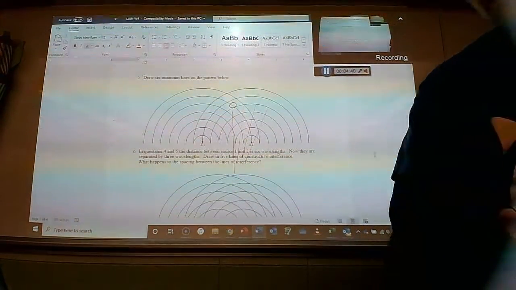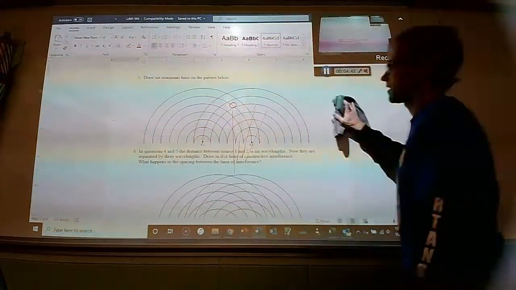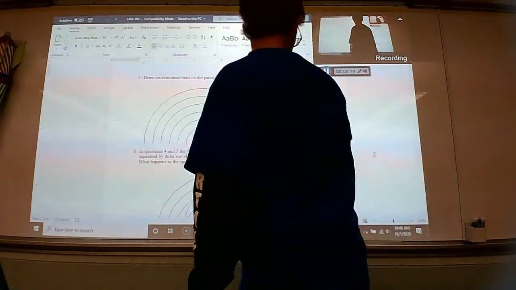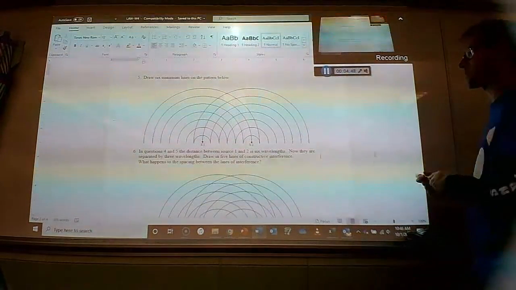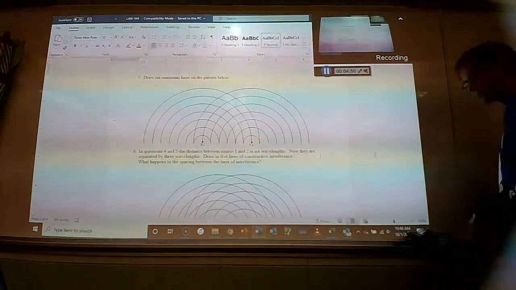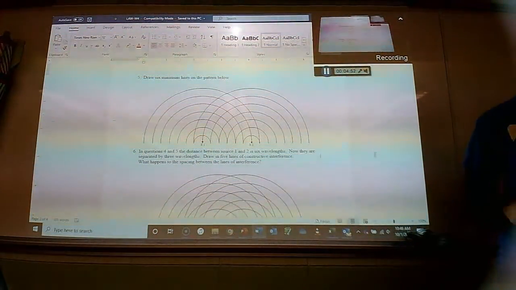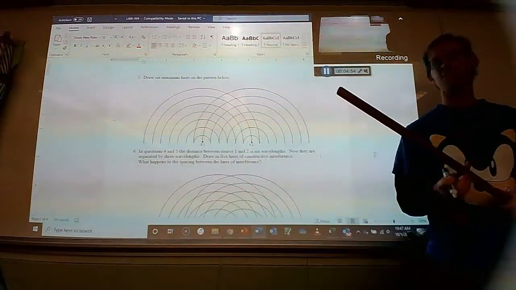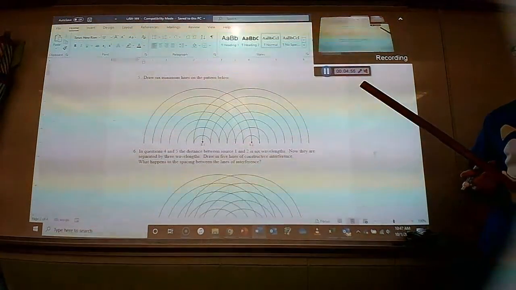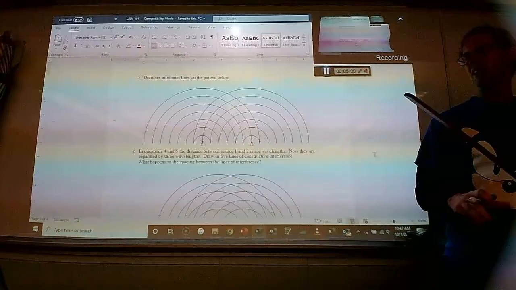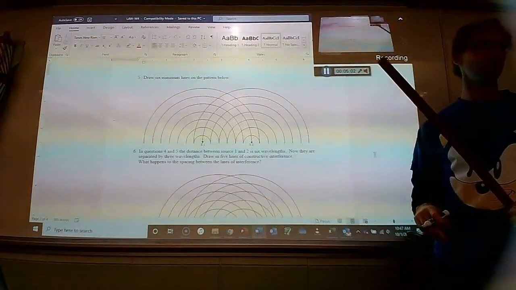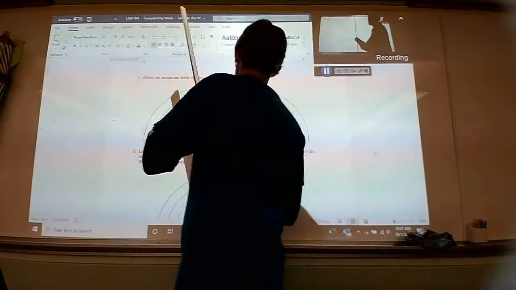Page 2. Number 5 is an interesting one. Now we got to do minimum lines. Oh my God, I don't like it. Yeah, minimum lines are kind of annoying. So the best way to do minimum lines, as I mentioned, is to draw in maximum lines and then draw the minimum lines right in between, and then just erase what you had drawn for the maximum lines.